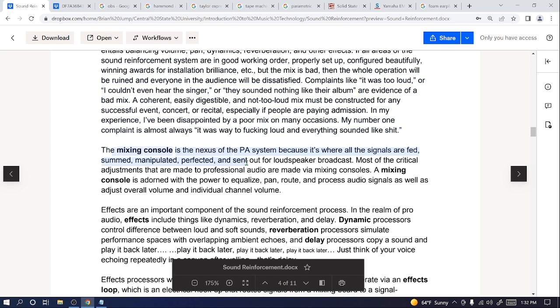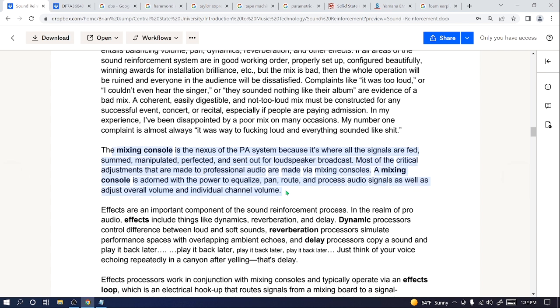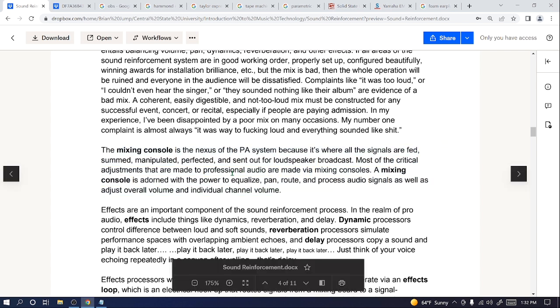Okay, so the signal processing, of course, occurs at the mixing console. It is the nexus of a sound reinforcement system. Most are adorned with equalizers and pan knobs and signal processing and routing variations.